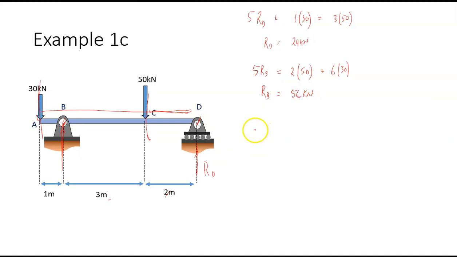And now we just do our check. Forces coming down is 30 plus 50, that's equal to 80. That's these two guys. And what's going up is RB 56 and RD 24. 56 plus 24 is also equal to 80. So everything is balanced, and I have a degree of confidence in these numbers here.